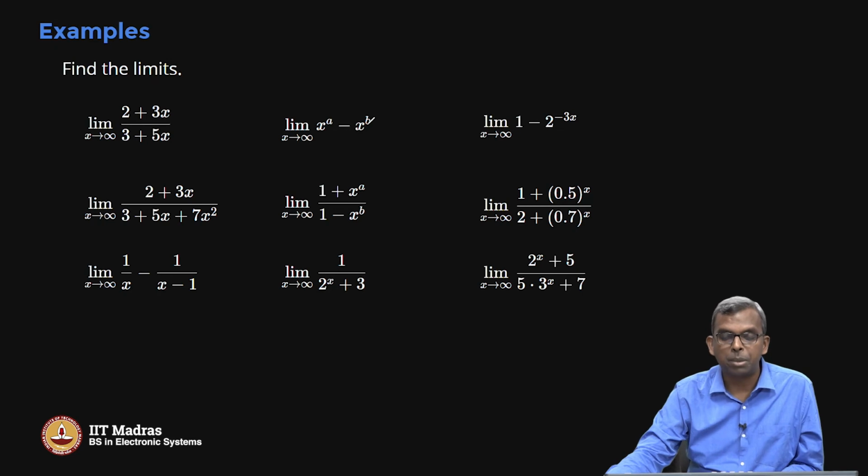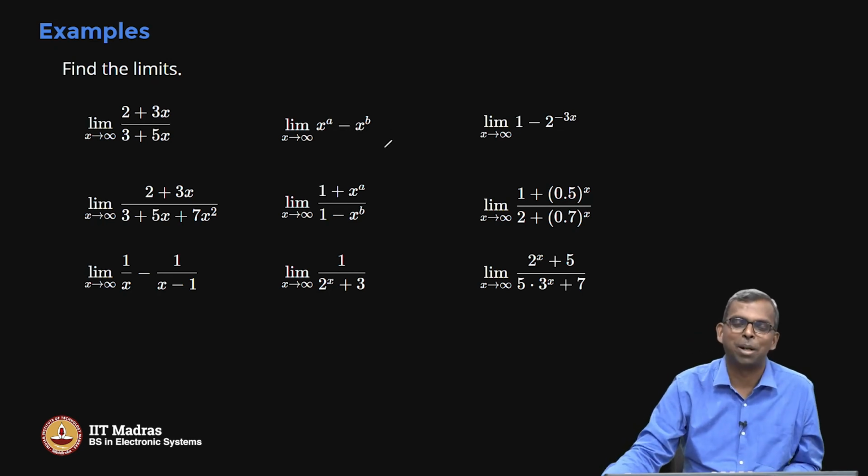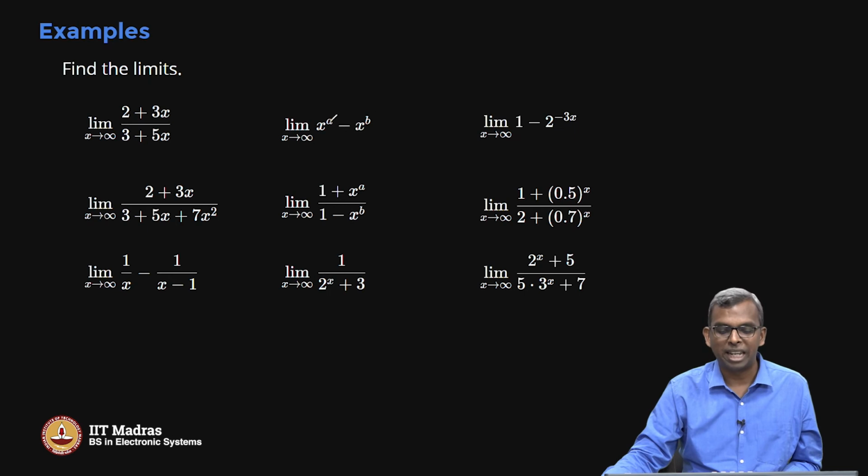x to the power a minus x to the power b. We did n to the power a minus n to the power b, if you remember. Everything depends on whether a is greater or b is greater. If a is greater, you pull x to the power a out, and then you get 1 minus x power b minus a, and then you argue what's going to happen. You will get 1 by x power some positive thing, and depending on that, it may either go to plus infinity or minus infinity, depending on whether a is greater than b or a is less than b.